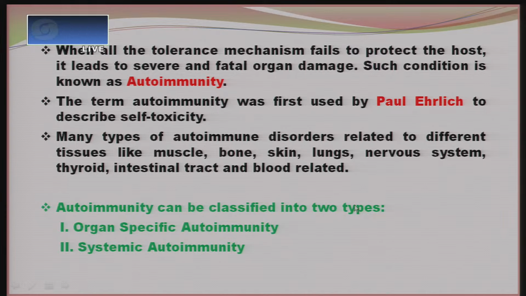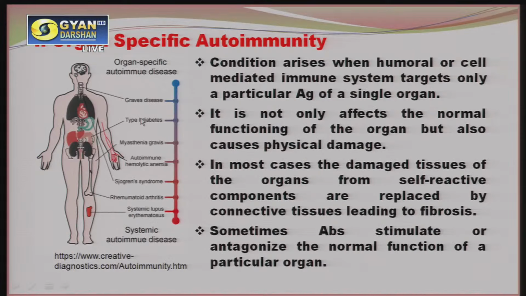Autoimmunity can be classified into two types. One is organ specific autoimmunity, another is systemic autoimmunity. I want to discuss them one by one. I will finish organ specific autoimmunity in part one, and in part two we will start systemic autoimmunity. I want to start with organ specific autoimmunity. So what is organ specific autoimmunity? The condition arises when the humoral or cell mediated immune system targets only a particular antigen of a single organ.